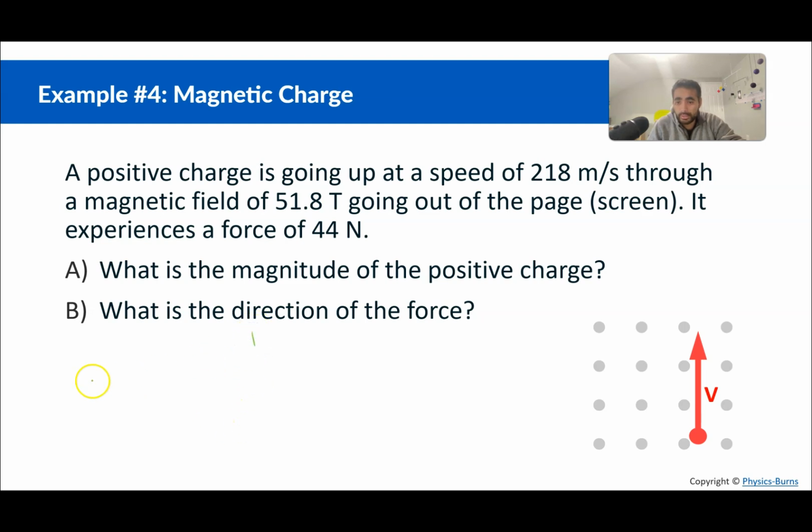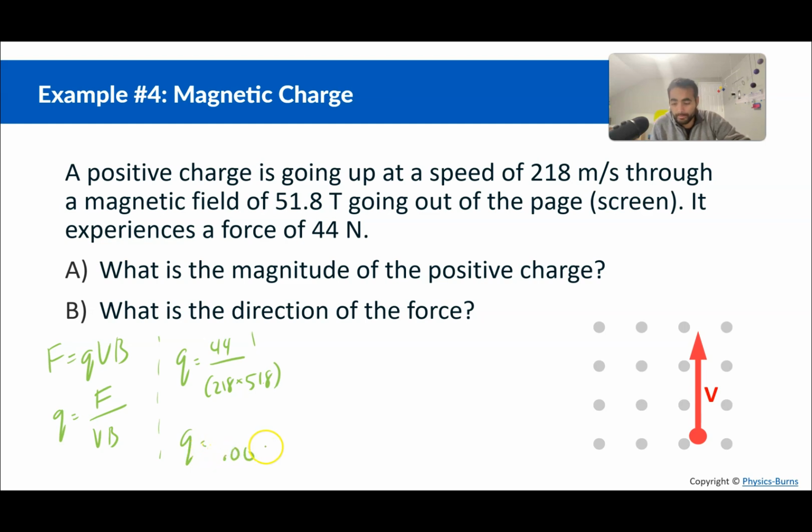Okay, let's look at this. We have force is equal to QVB. So we can now say, if we manipulate this, charge equals force divided by VB. Q is equal to force, 44, divided by the velocity, 218, times the magnetic field, 51.8. 44 divided by 218 times 51.8. And we get this charge is equal to 0.0039 coulombs.